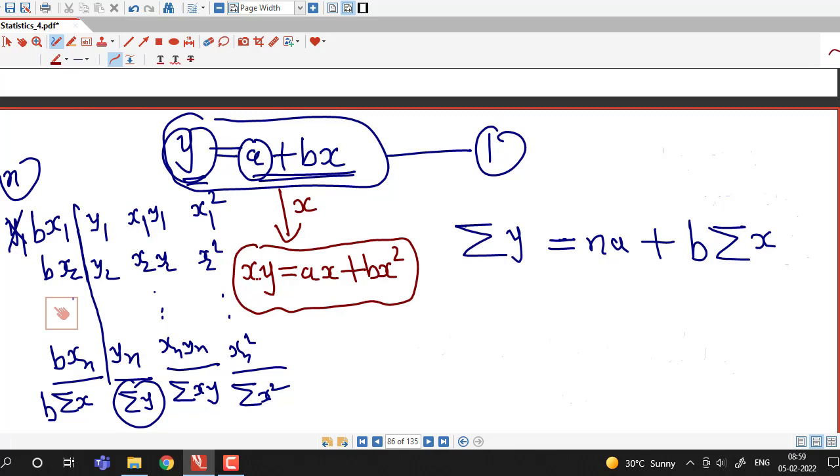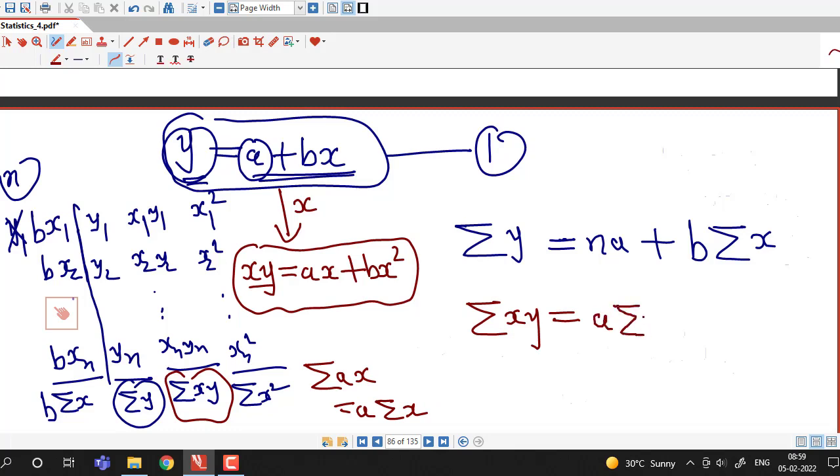So I consider summation of all these values x into y. That summation I denote by sigma xy. Now as in the case of sigma ax, we can write that as a times sigma x. Similarly, if we multiply each value x1 square, x2 square by b, then sigma b x square will be equal to b times sigma x square.